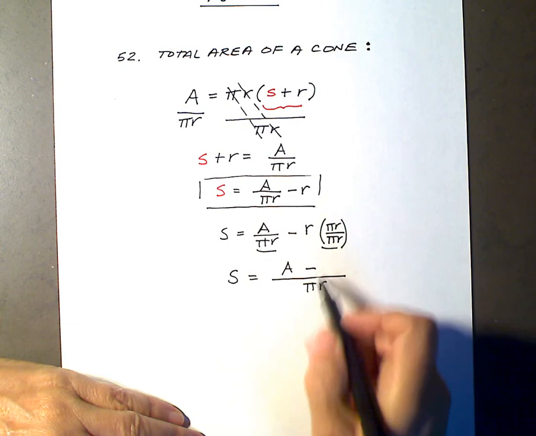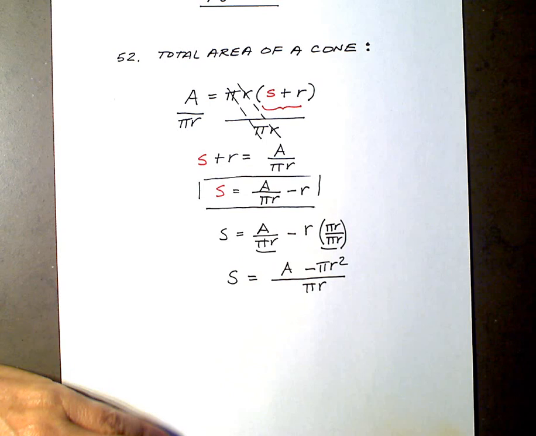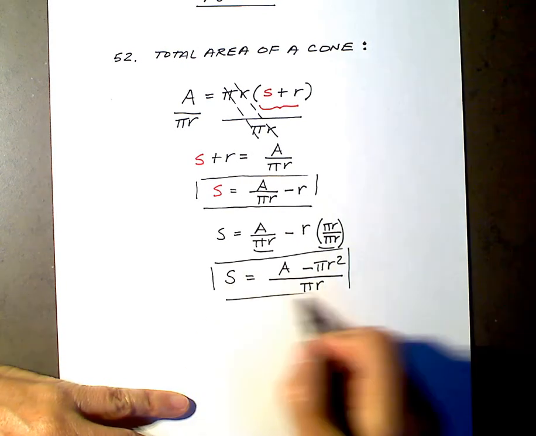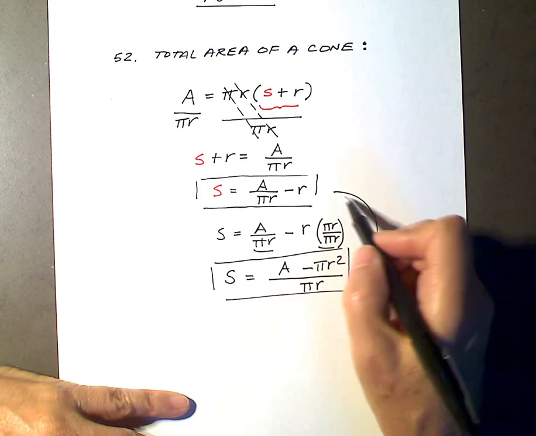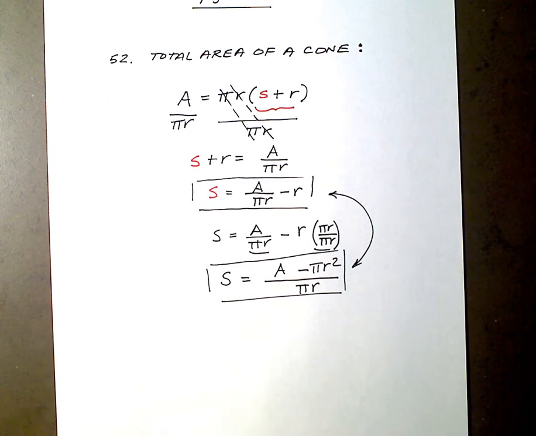So pi and then an R squared, which might look familiar to you, pi R squared. So these two are just equivalent. They're just different forms of the same formula. And that's it.